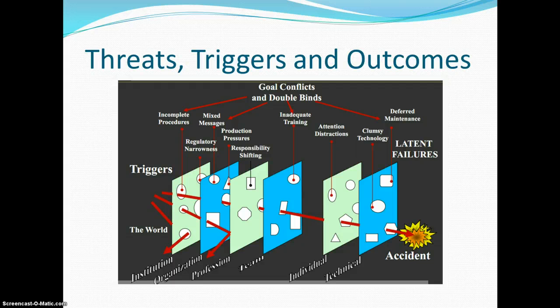So the model we used is Reason's Swiss cheese model, in that there are holes in the institution, the organization, our profession, team dynamics, individuals, and then there are technical skills. What happens is if we have the perfect storm and the perfect alignment of these risk points, it may cause undue harm to our patients.